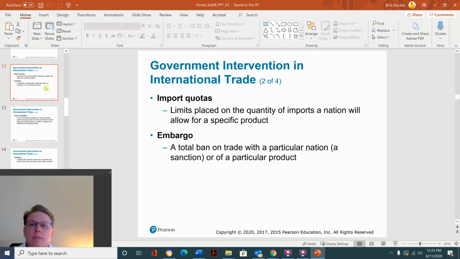Import quotas limit how many products are allowed in the country. This is why Mercedes costs so much, because back in the 50s and 60s, they put quotas on how many Mercedes were allowed to be imported from Germany to the United States. And so Mercedes said, well, if we can only send a certain number of cars to the United States, we're only going to send our most expensive ones there so that we can make the highest revenue and the most profit. And so we only see Mercedes that are very, very expensive.